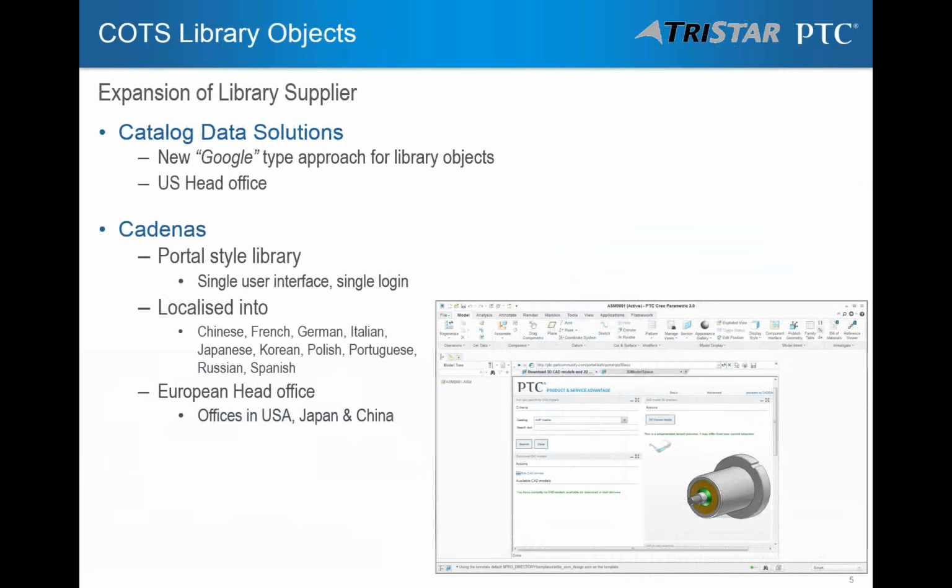As far as the expansion of the library suppliers, there's the Catalog Data Solutions. They provide a Google-type approach for searching for library objects. They are headed in the United States. There's also the Cadenas library support. They're headed out of Europe, but this is a single user interface, single login type library access. They have offices also in the USA, Japan, and China. They're also localized into the various languages.